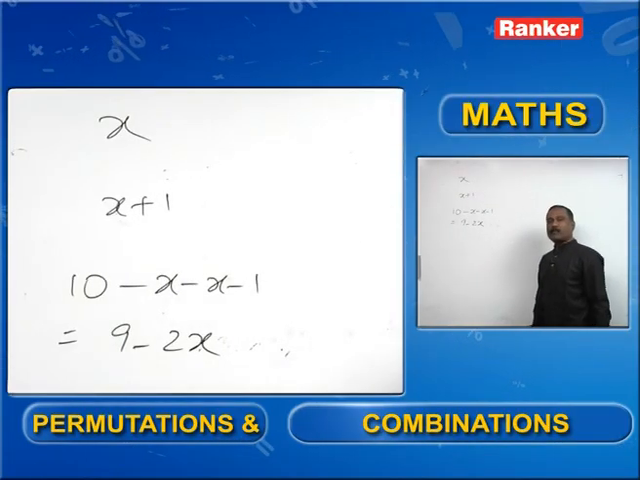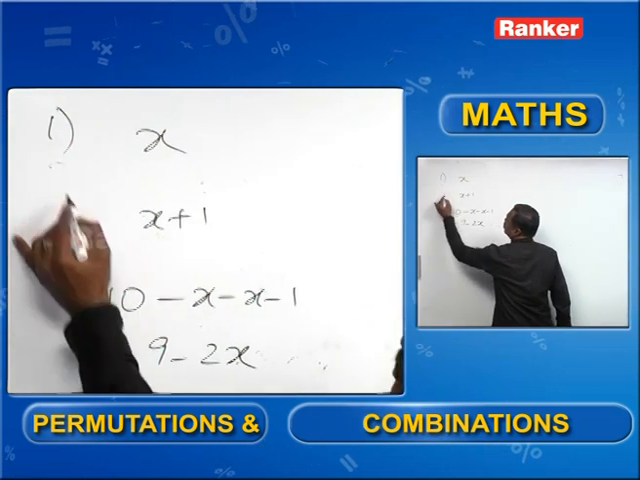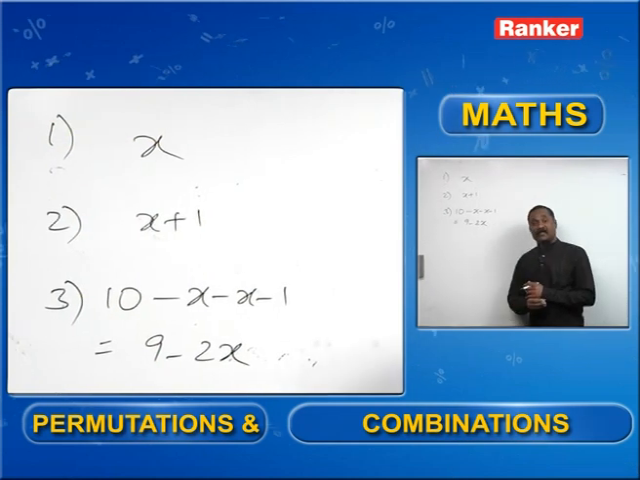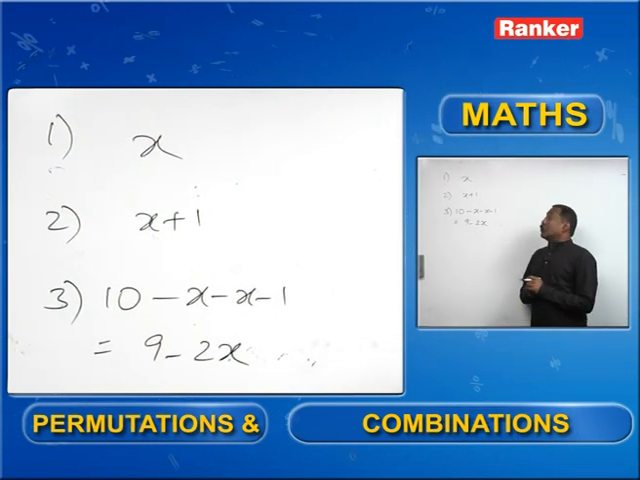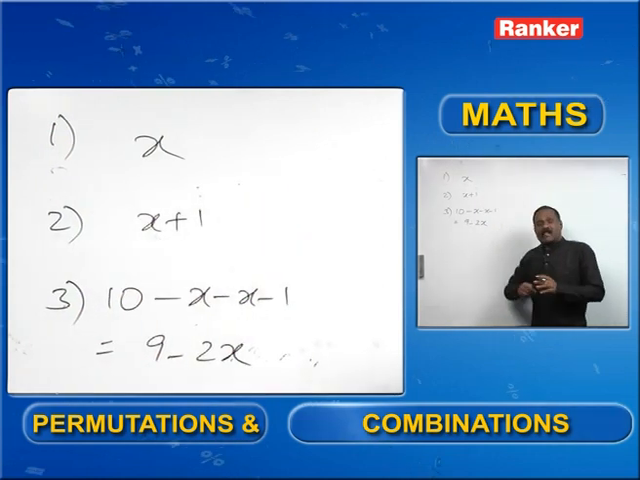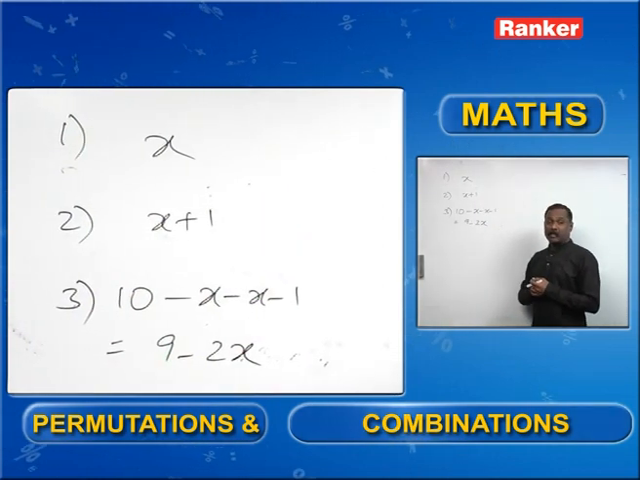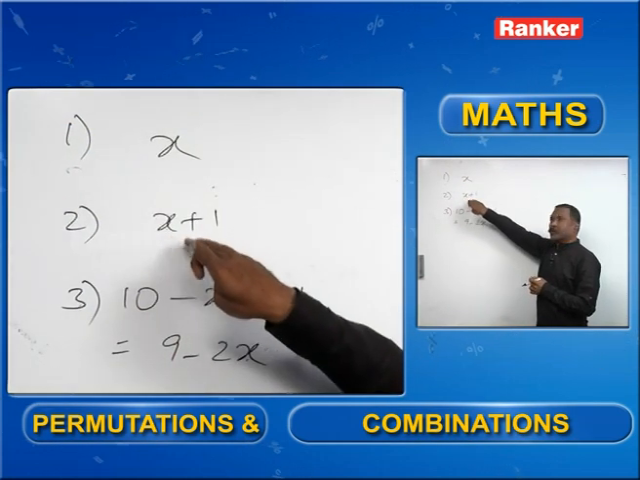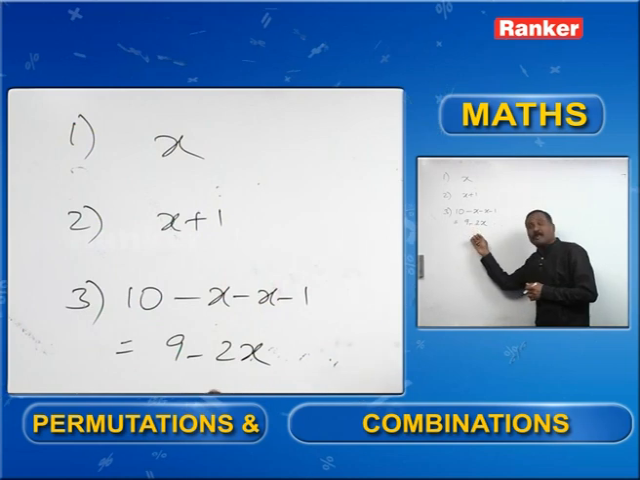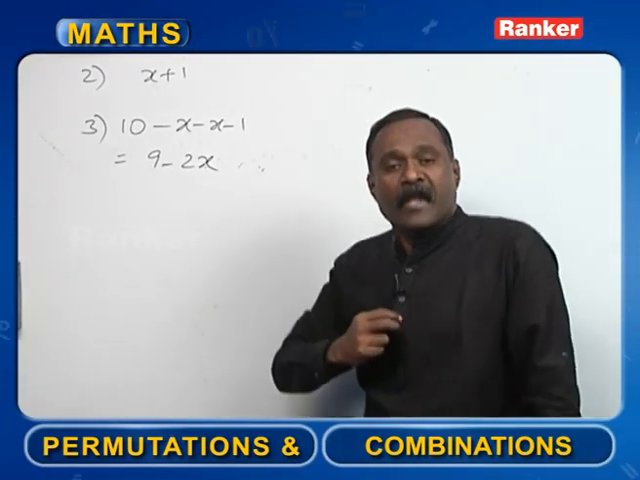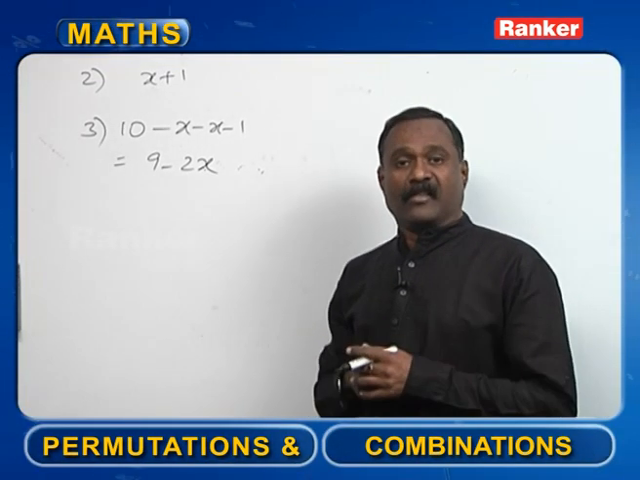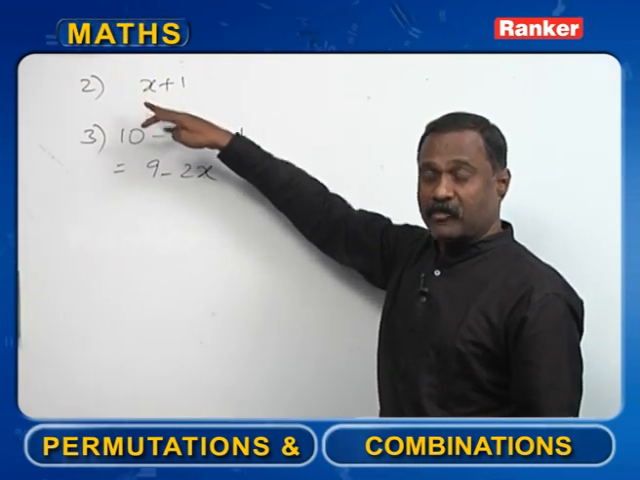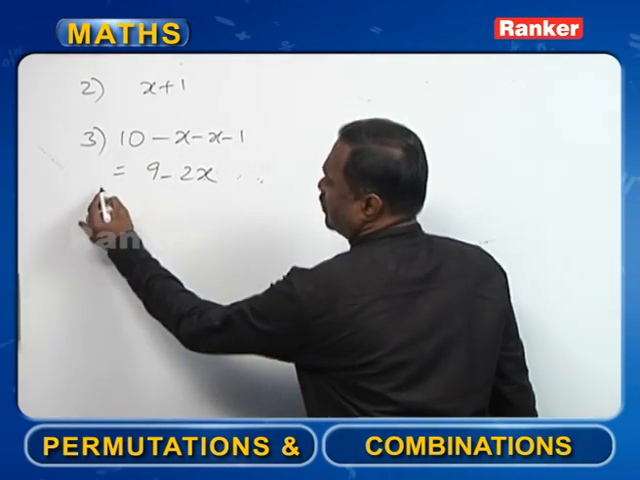Understand? So first category, X children. Second category, X plus 1 children. Third category, 9 minus 2X children. Now, quarrels among themselves will not take place. That means you should not choose 2 children from this one, and you should not choose 2 children from this one, and you should not choose 2 children from this one, because they never quarrel with each other. We need such combinations wherein you choose 1 child from this and another child from this one. So how many combinations can be made?